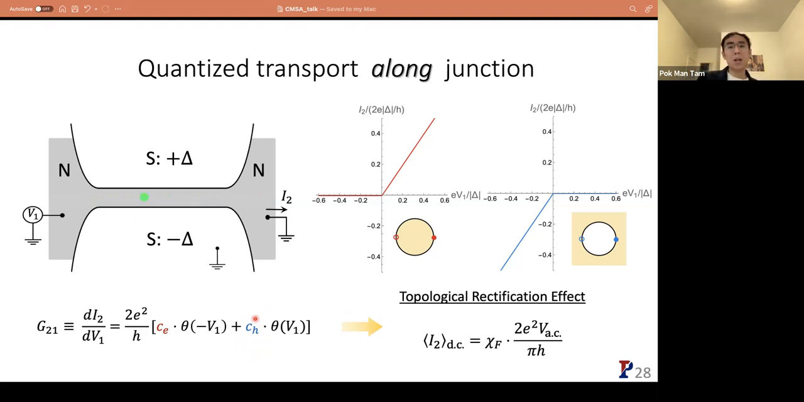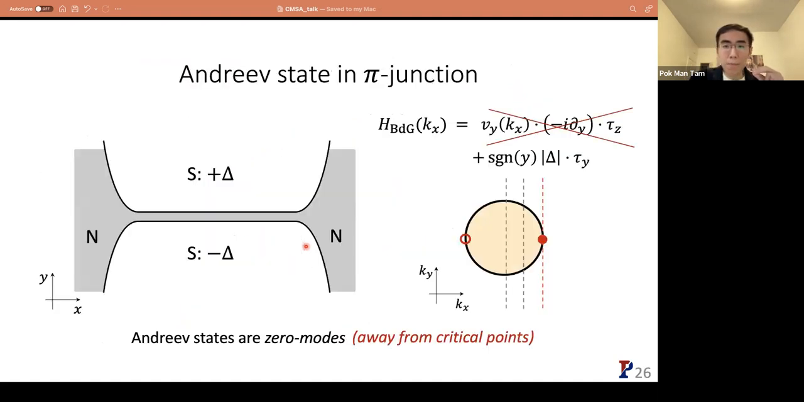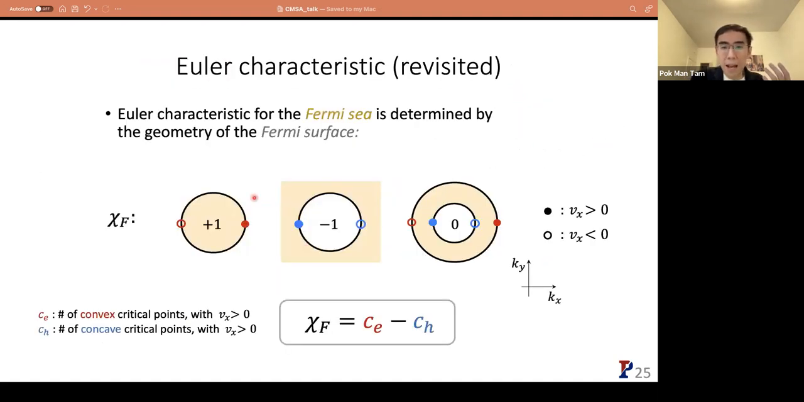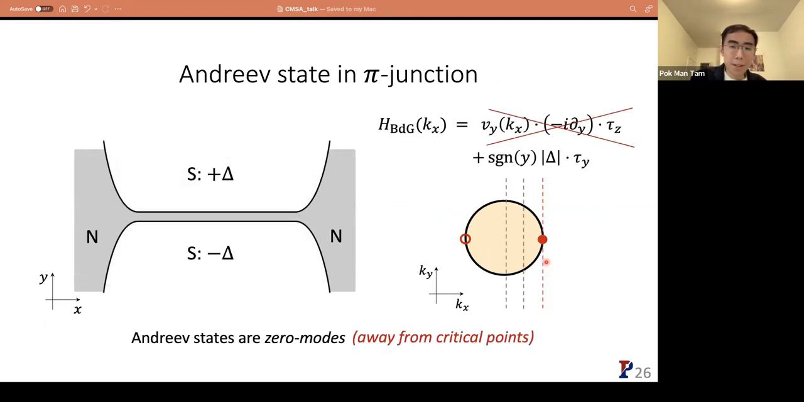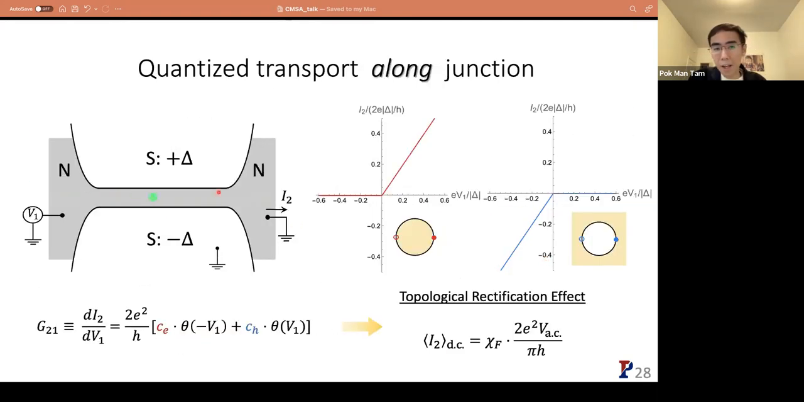So generically, if you look at a Fermi surface with a generic shape, then the IV curve, the I2 V1 characteristic curve, would have a slope in the positive bias region that is different from the slope in the negative bias region. The respective slopes are determined by CE and CH. Now, these numbers CE and CH depend on how I arrange my coordinates. Depending on how I arrange my junction, the counting of CE and CH might be different.